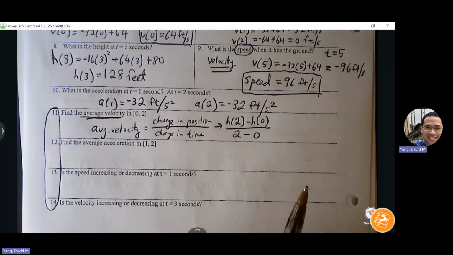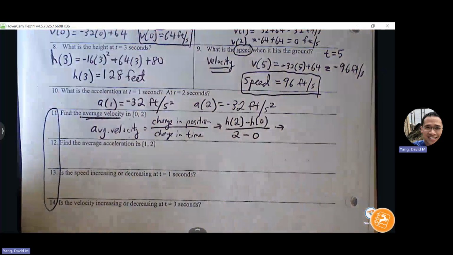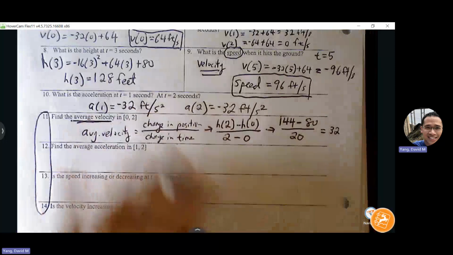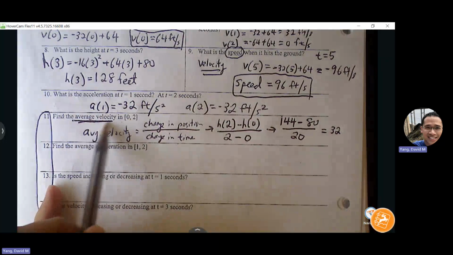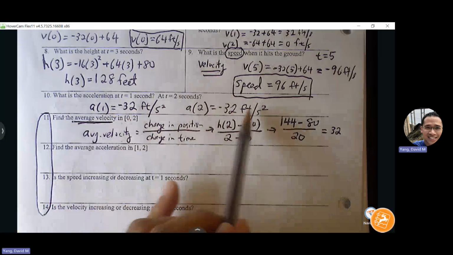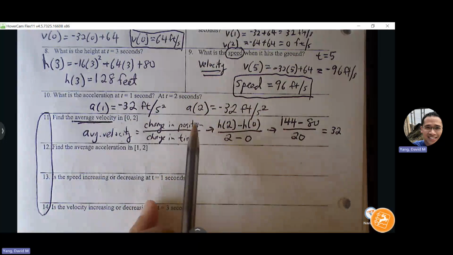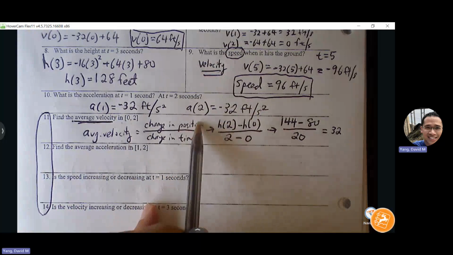So h of 2 minus h of 0. We have that information from previous things that we gathered. h of 2 is 144 feet minus 80 feet divided by 2 minus 0 equals 32. Even though we never touched the velocity function, our unit of measure is still in terms of velocity. You have change in position over change in time, so this is feet divided by seconds.